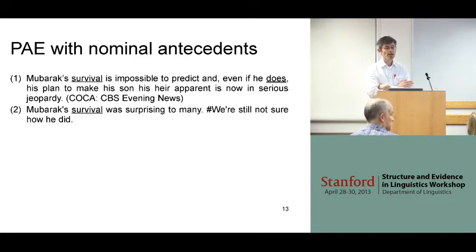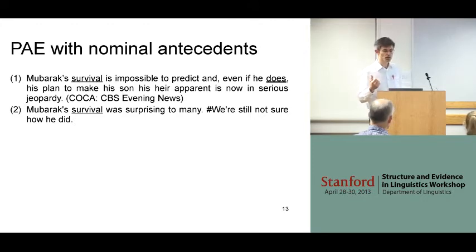So trying to apply this to the case of nominal antecedents, I started from an example that I found in the COCA, and which I think everyone will agree is just perfect. Mubarak's survival is impossible to predict, and even if he does, his plans to make his son his heir apparent is now in serious jeopardy. So, what is it about this example that makes it so good?